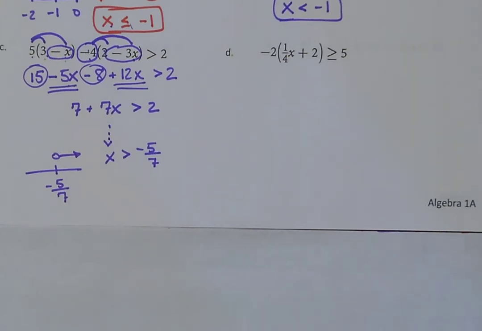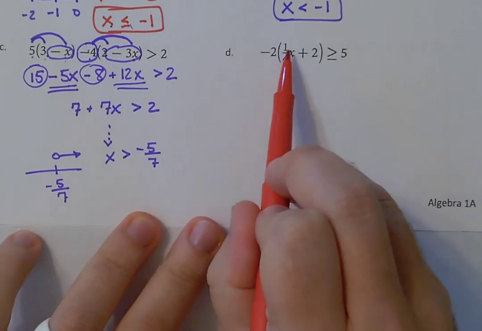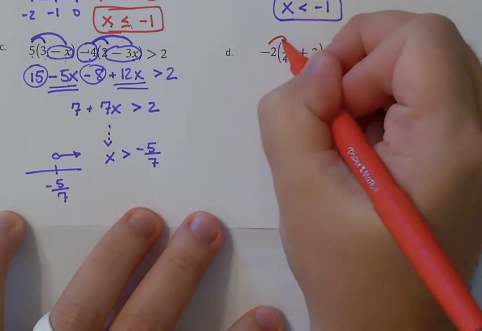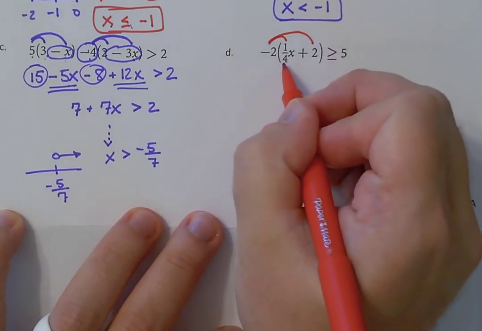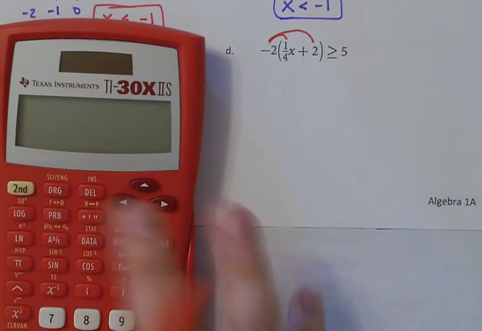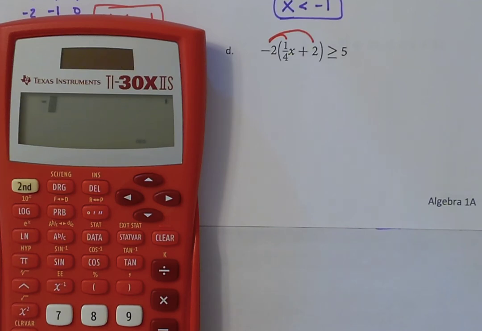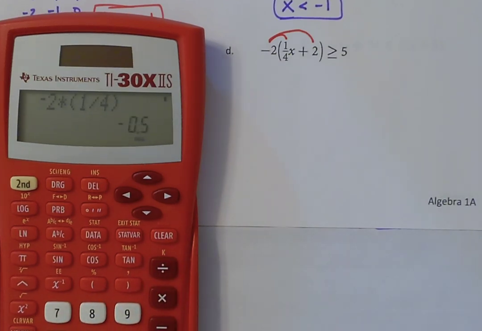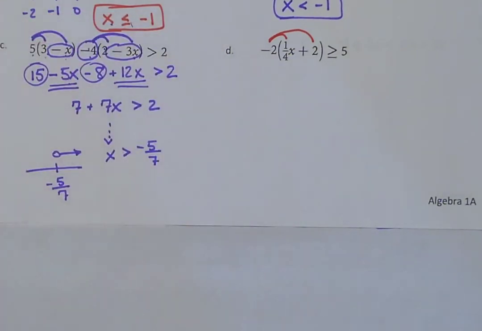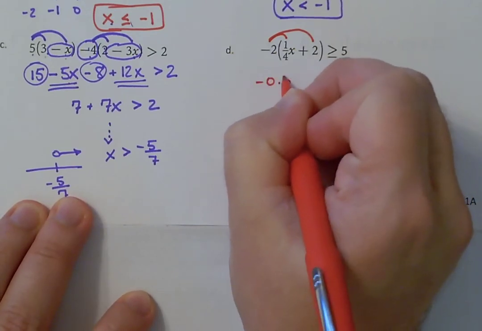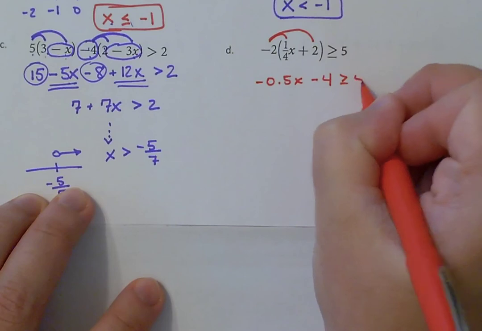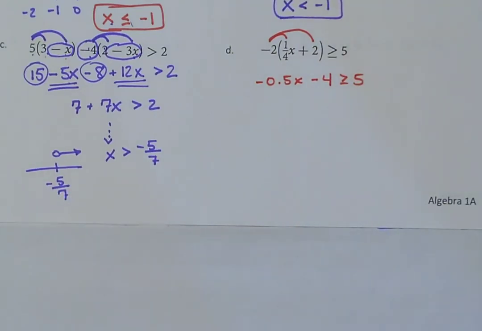All right, so next let's take a look at D. D is going to have negative 2 times (1/4 x plus 2), which is greater than or equal to 5. We're going to go through and distribute the negative 2. So negative 2 times 1/4. If you're uncertain of what that's going to be, by all means you can use your calculator. We do negative 2 times 1/4 and we end up with negative 0.5, so we get negative 0.5x. And then negative 2 times a positive 2 gives us minus 4, is greater than or equal to 5.